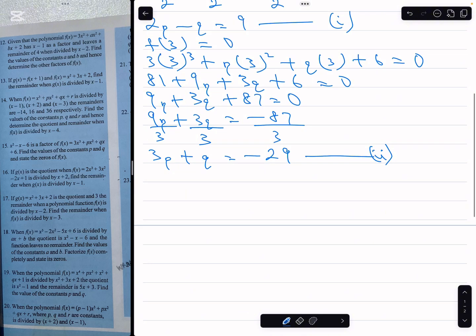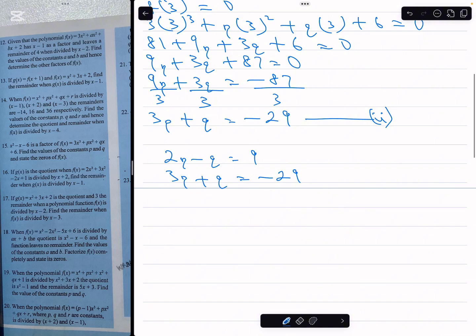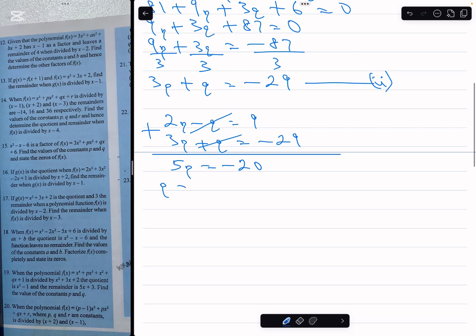Now we can solve the two equations simultaneously. Equation 1 is 2p minus q equals 9. And equation 2 is 3p plus q equals minus 29. So let's eliminate q by addition. 2p plus 3p is 5p, minus q plus q is 0. 5p equals 9 minus 29, which is minus 20. And that means p equals minus 4.